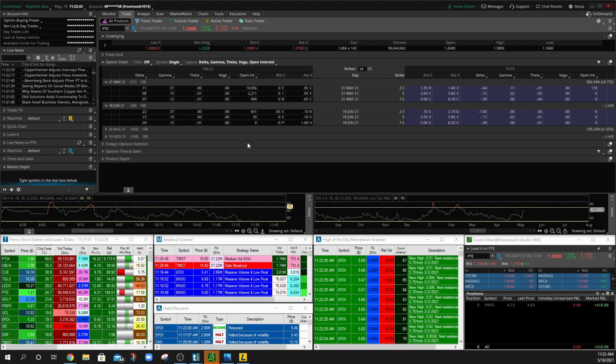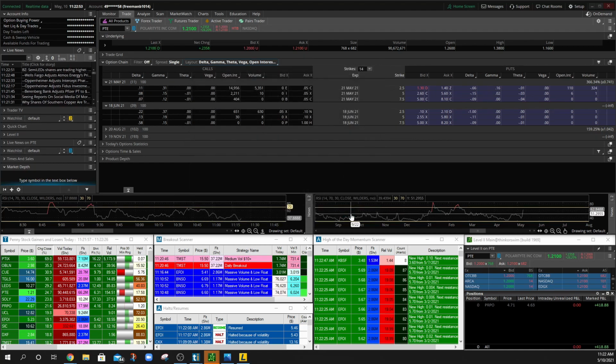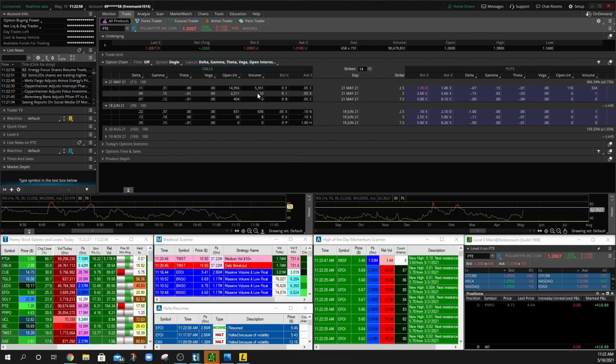Well, number one, you can see that there's no volume, all right? So volume is very, very important. If we add volume here, let's go ahead and customize and add volume. We can see that there's just no volume on these options. That means that no one has any interest to get in or get out of these, right? Volume, 10 contracts were traded today on the $5 strike.